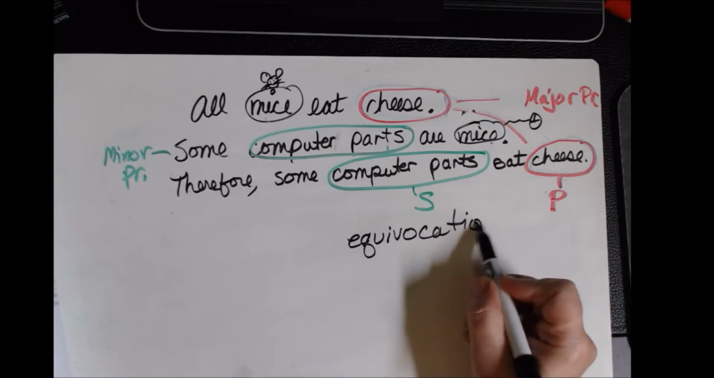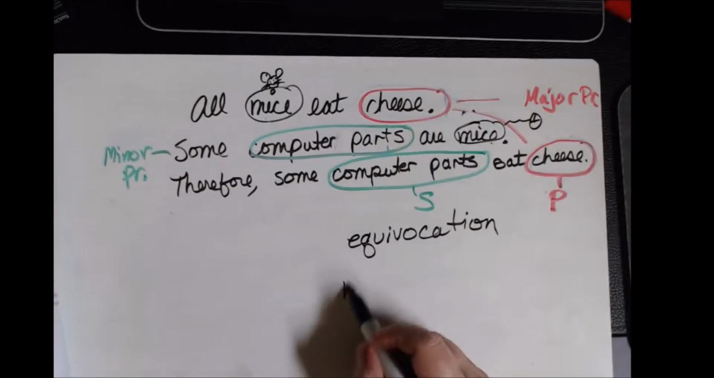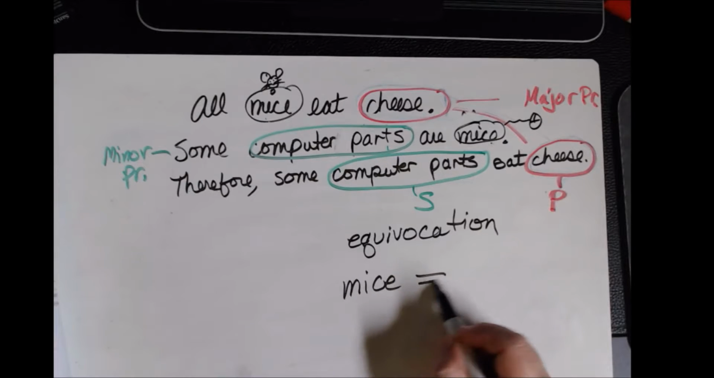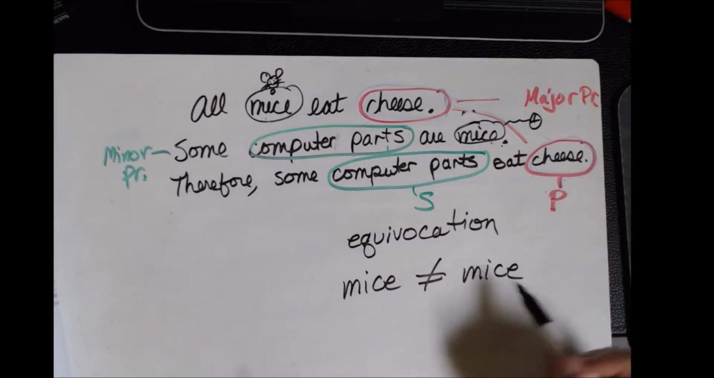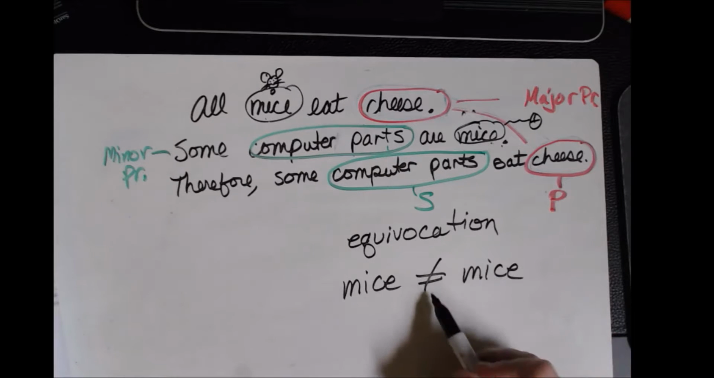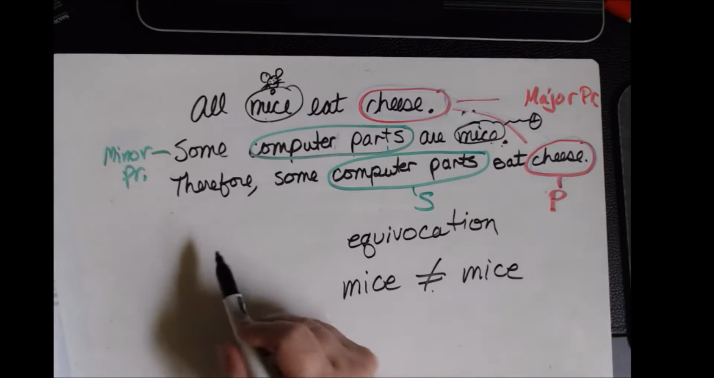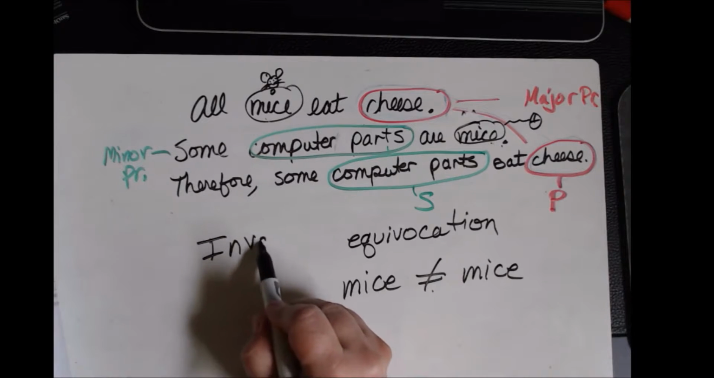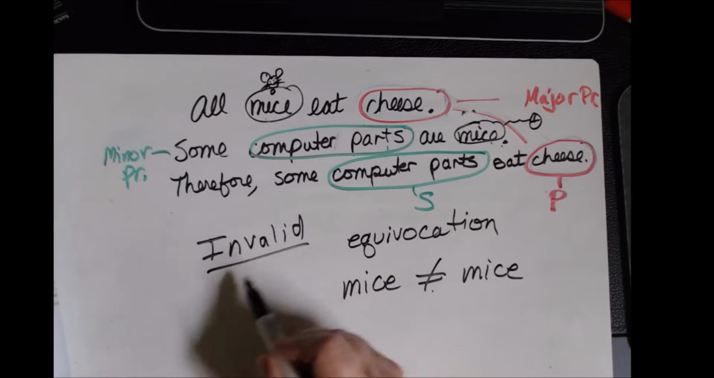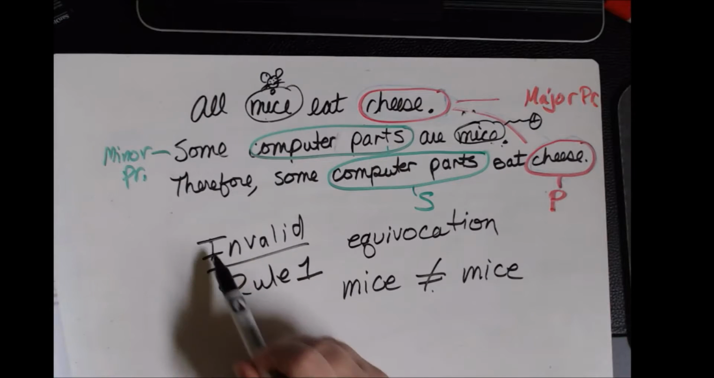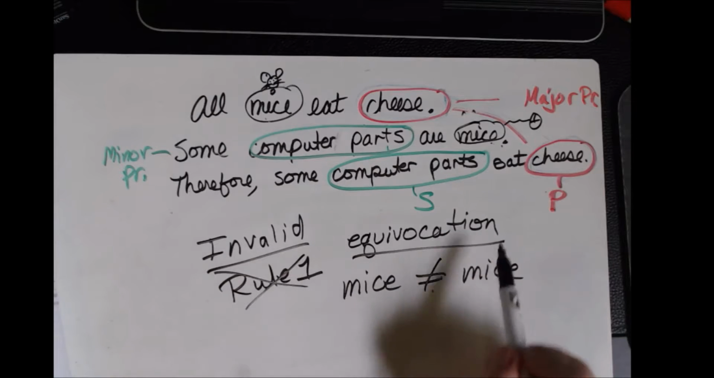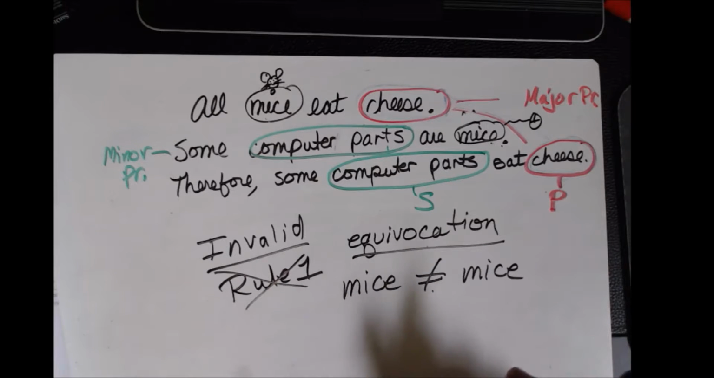Equivocation. Because the mice I have up here is not the same as the word mice that I have here. They look the same, they sound the same, they are not the same thing. So it is not a valid conclusion. This syllogism is invalid because it violates Rule 1, because of the fallacy of equivocation.